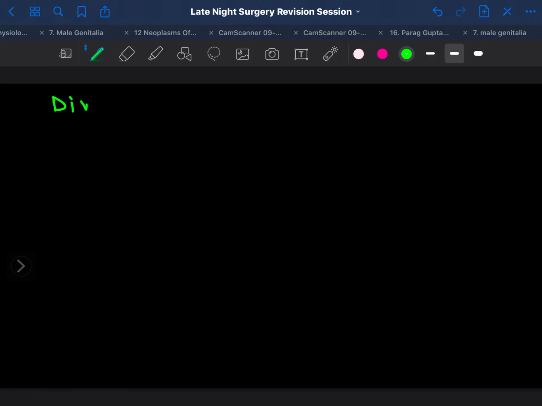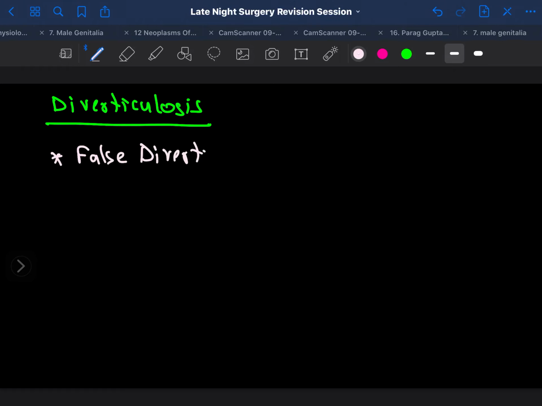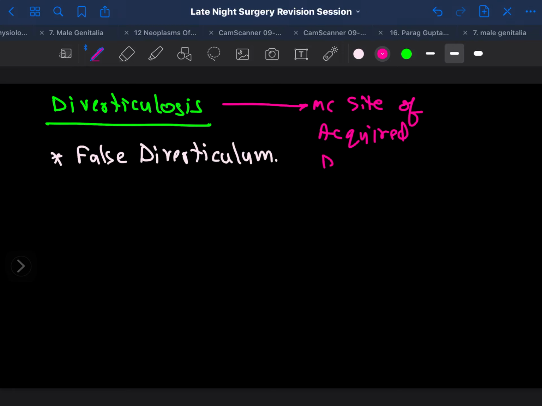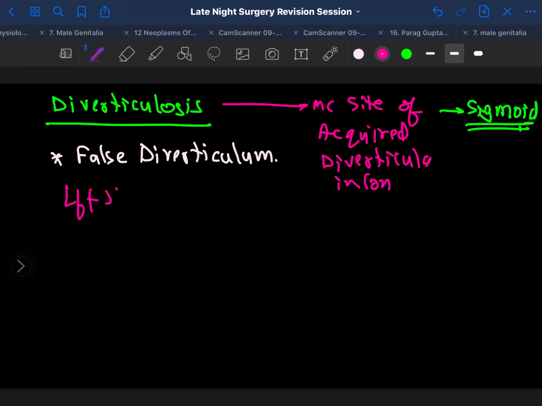Okay, so now let us talk a bit about diverticulosis. Now if I just ask you, we get a diverticulum in diverticulosis, right? So is it a true diverticulum or a false diverticulum? In diverticulosis, we get a false diverticulum. First point, we get a false diverticulum. Now, if I ask you, what is the most common site of acquired diverticula in the colon? Your answer would be sigmoid. So the point which I'm trying to make over here is that diverticulosis is more common on the left side as compared to the right side.